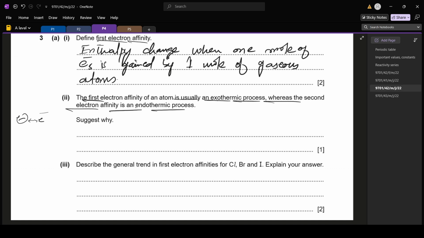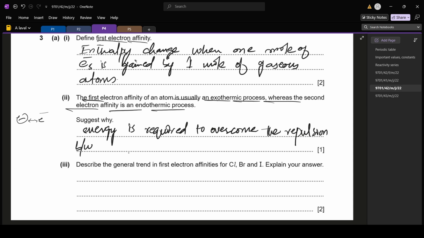So what is the reason? The energy is required to overcome the repulsion between electron and anion.